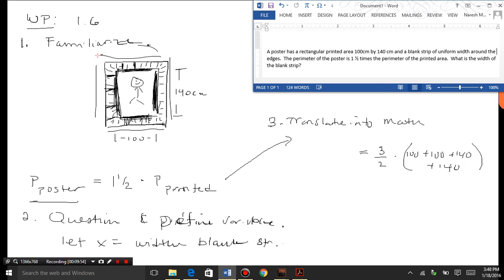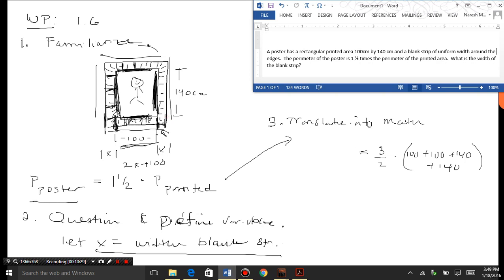All right. Now we have to figure out what's the perimeter of the actual poster itself? Well, we know from here to here is 100, right? So what is in this little piece of area? What do we call that? Well, if you notice, this is a uniform width all the way around that border. So to get the full side here, this is going to be the distance of x, right? Why? Because x is the width of the blank strip. So that's the full side. So this entire side is 2x plus 100.